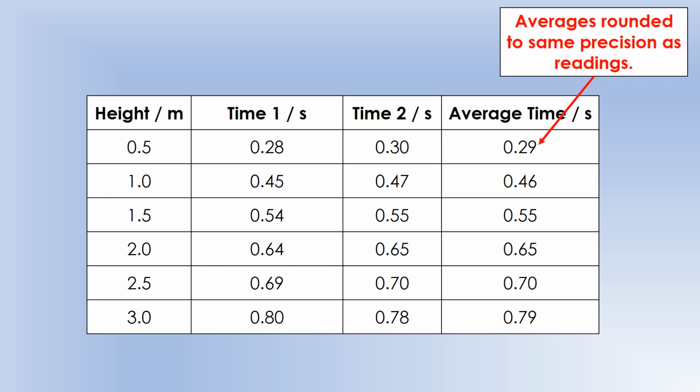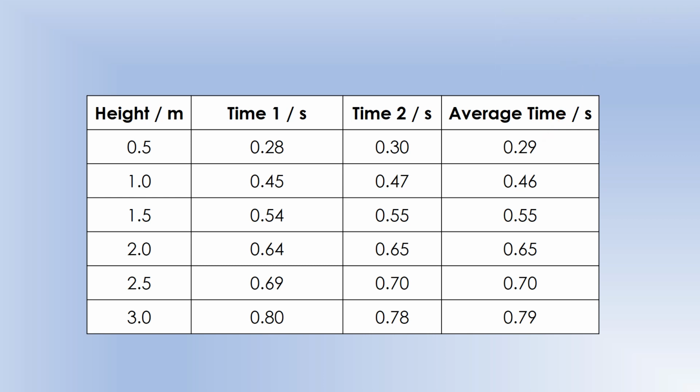Okay, so then the last thing we'll be looking for is if we've got repeat readings, we would use that to calculate an average to try and improve our accuracy. And the average value should all be rounded to the same precision as the actual readings themselves. So we wouldn't have more decimal places here, which some people often do. Okay, so that completes this video looking at some physics basics, the terminology, taking measurements and recording measurements in a table.